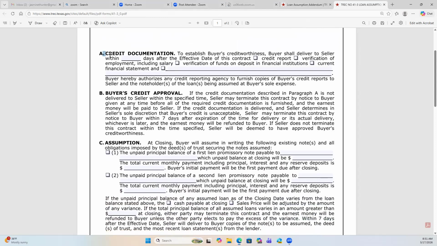That's what A is talking about. What is the credit worthiness? How are they going to establish the buyer's credit worthiness? Are we going to use a credit report? How many days are we going to give? Yada, yada, yada. And then we have B that's talking about everything is based on the credit approval. Seller or buyer can terminate within 7 days after the expiration of the time delivery for the actual delivery of the earnest money and everything like that, if the credit is not up to par.